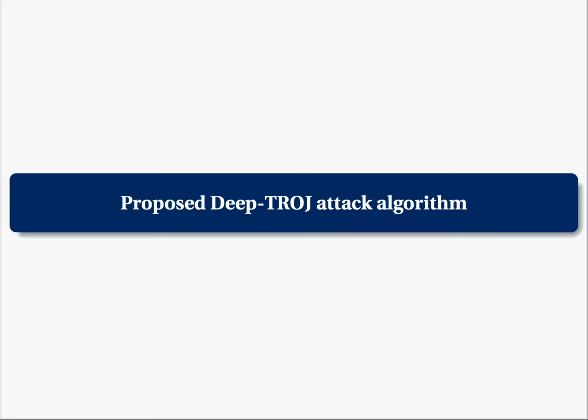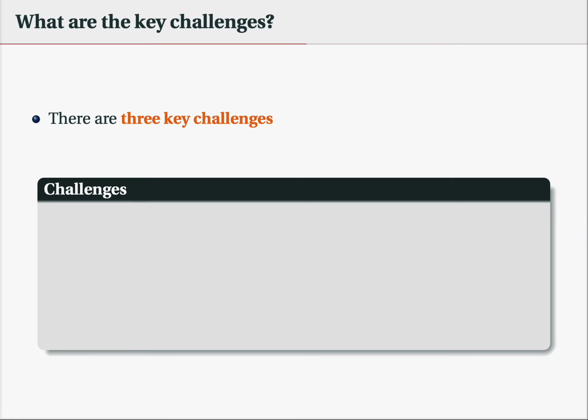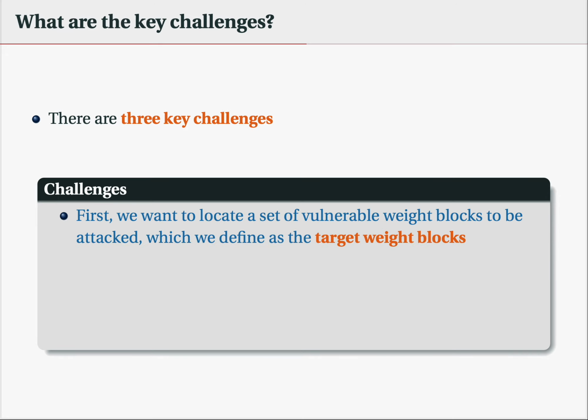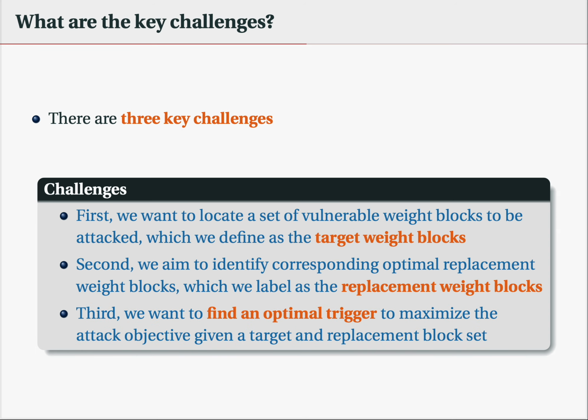Now, to achieve this Trojan attack objective using bit flips in address space, we propose the Deep-TROJ attack algorithm. There are three key challenges. The first one is that we want to locate a set of vulnerable weight blocks to be attacked, which we define as the target weight blocks. Second, we aim to identify corresponding optimal replacement weight blocks, which we label as the replacement weight blocks. Third, we want to find an optimal trigger to maximize the attack objective given a target and replacement weight block set. Now, to address these three key challenges, we developed three novel strategies.